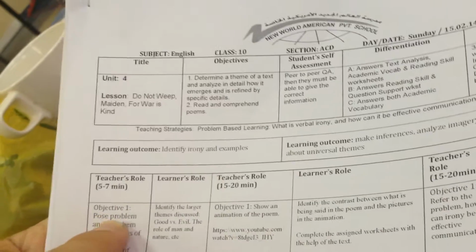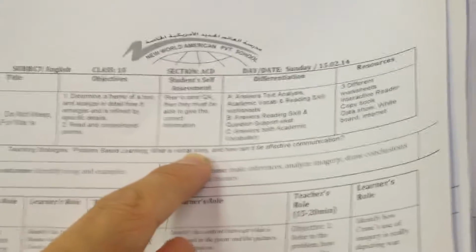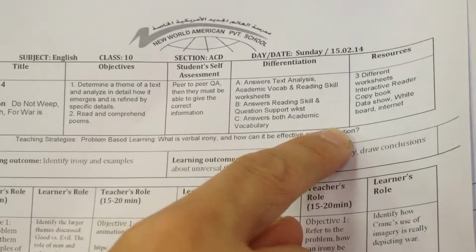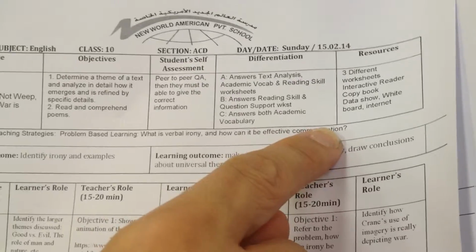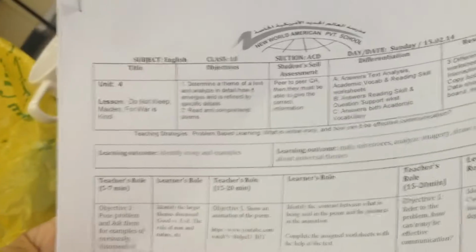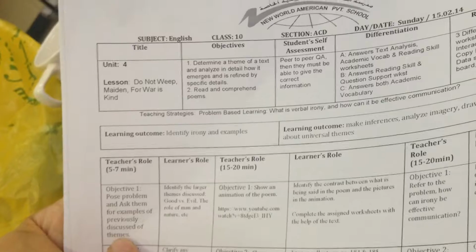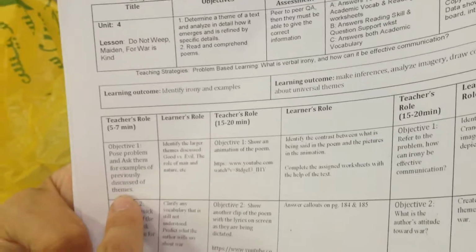I go through the objectives after I've written them on the board, and then I pose the problem. You guys have to be able to tell me what verbal irony is, and you have to show me examples of being able to use it as effective communication. I always try to bring it back to previously discussed things, like the themes.